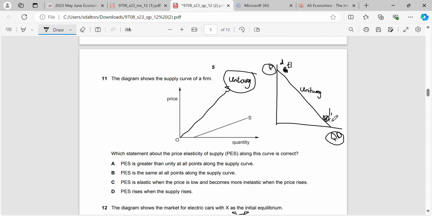And we tend to be more inelastic the further to the right that we go, because we're dealing with larger numbers, so any change in quantity demanded here will be a smaller percentage change.